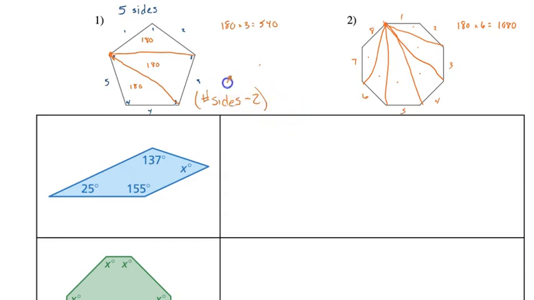This is the triangles inside. Then I'm going to multiply that by 180. And that would be the sum of my interior angles. So let's put that to use.